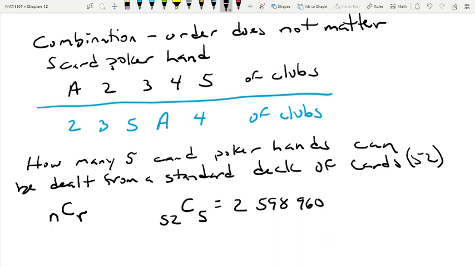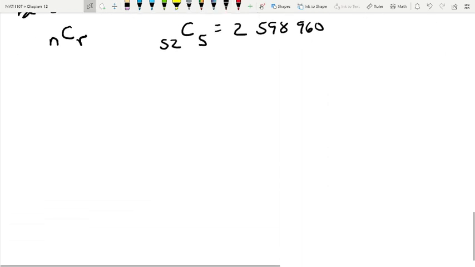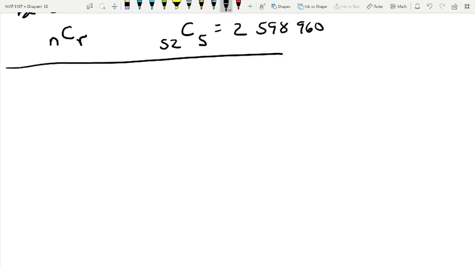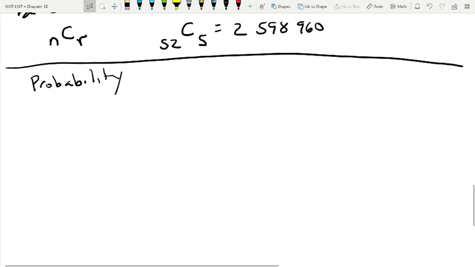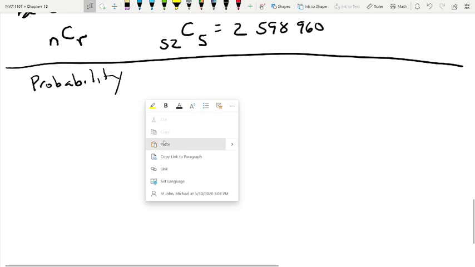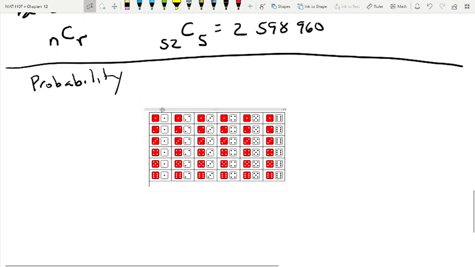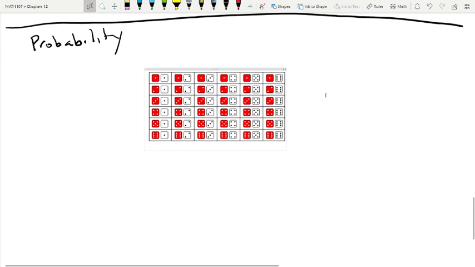So permutation and combination. Again, in a permutation, order does matter. In a combination, order does not matter. So then again, in terms of probability, let's look at this, hopefully. I have here a chart dealing with rolling 2 dice.